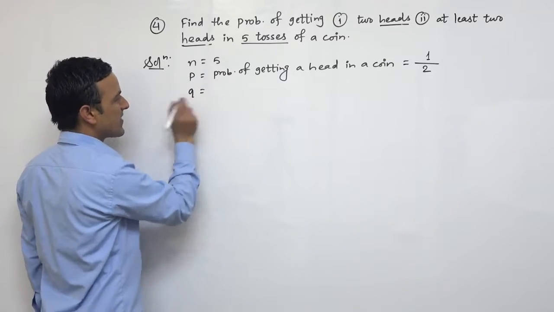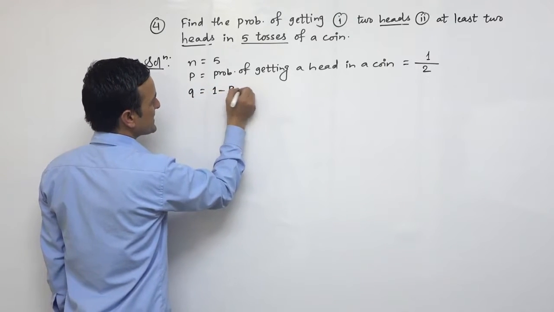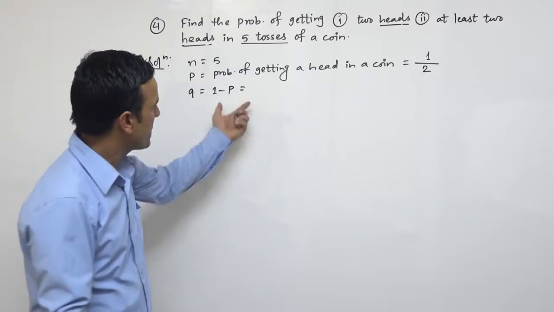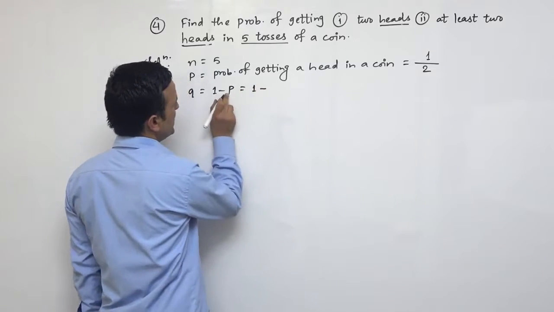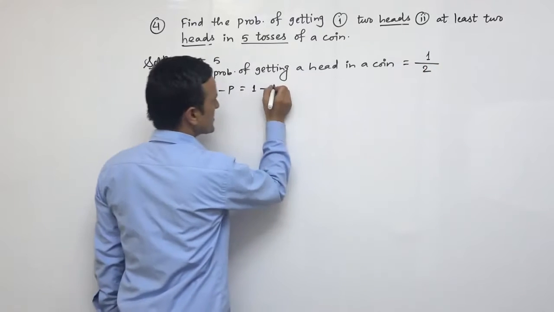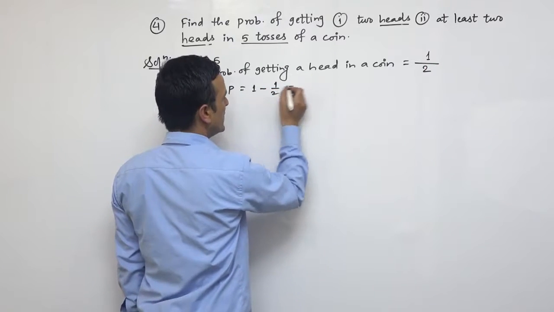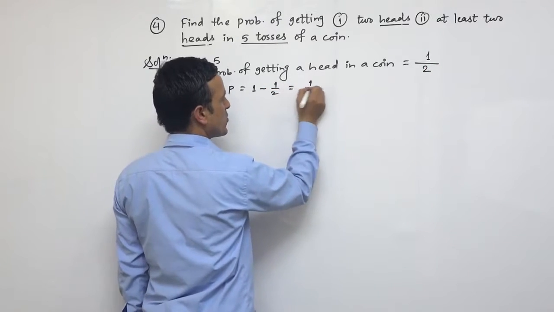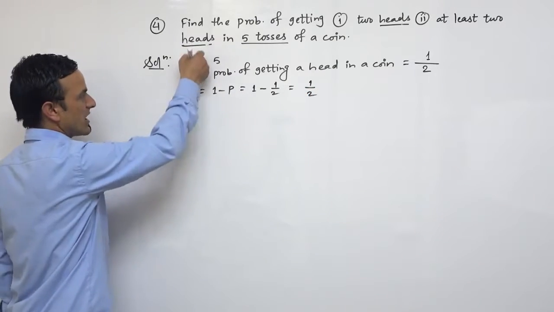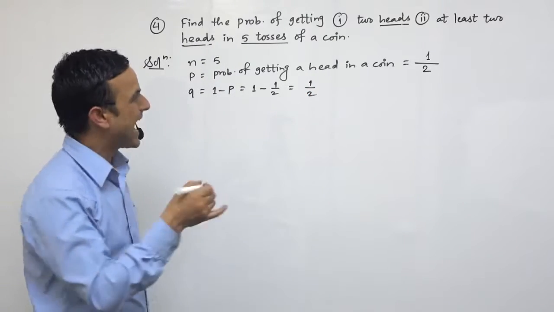So from this we can find out Q also, 1 minus P. This is the formula. So write down the value, 1 minus P, where P is 1 by 2. So substitute its value. If you solve it, 2 minus 1 means 1, so 1 by 2. So in this way you can find out N, P and Q.